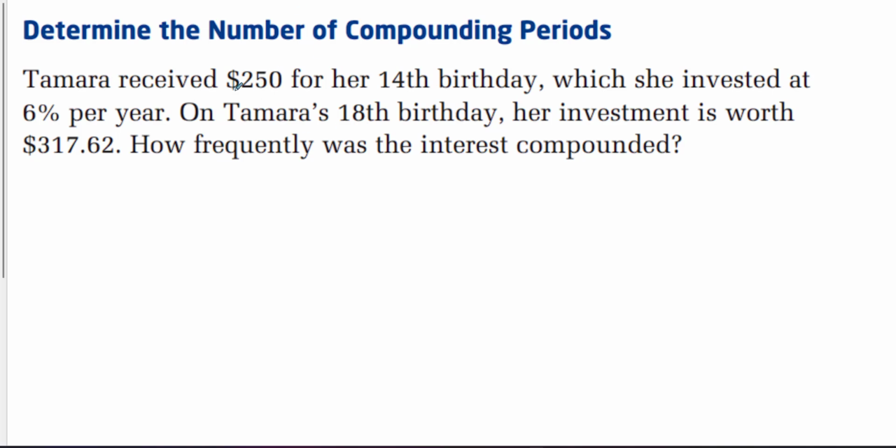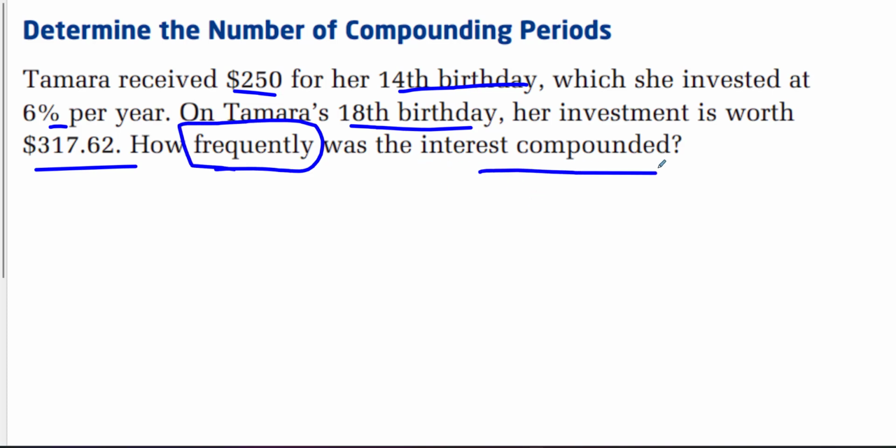Tamara received $250 for her 14th birthday, which she invested at 6% per year. And on Tamara's 18th birthday, her investment is worth this much. How frequently was the interest compounded? So in case you're wondering what they're looking for, this is your J value. Your unknown is your J value.